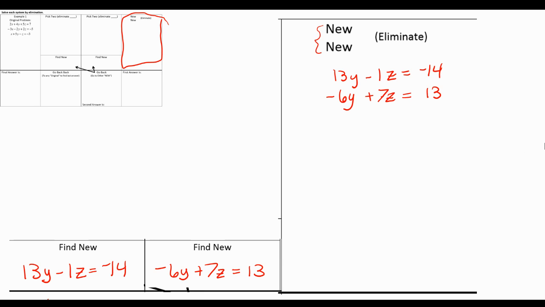Okay, so I think I'm going to eliminate the z's, because right here I want a -7z, and I can eliminate those z's. If I want a -7 right here, all I have to multiply by is a 7. And then we will eliminate. When you multiply that 7, you have to multiply it to everything in the top row. And the numbers do get big here.